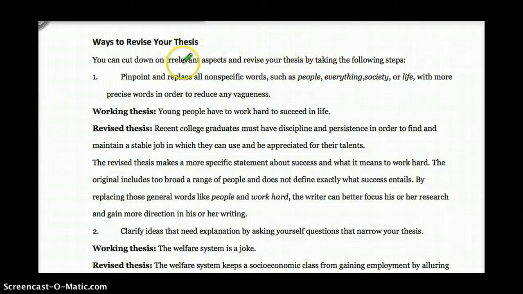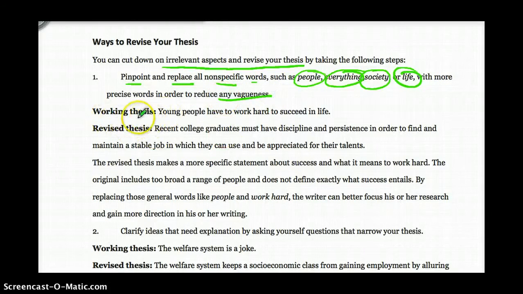And so cut down on irrelevant aspects and revise your thesis by taking the following steps. Pinpoint and replace non-specific words, like people, everything, society, life, with more precise words to reduce any vagueness. So if we look here, a working thesis, which is where you start, and then as you work on your thesis, it should be revised into a much stronger thesis. So let's take a look here. Young people have to work hard to succeed in life. Okay, that's super, super vague.